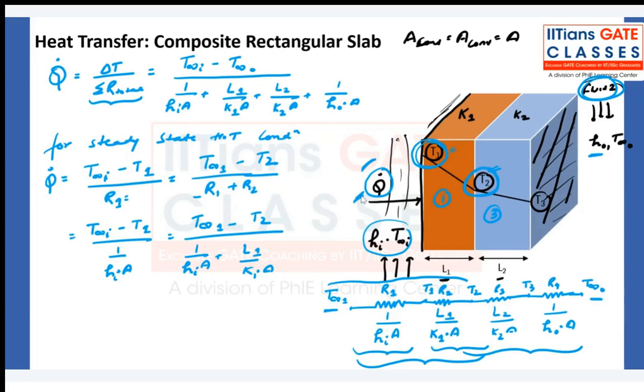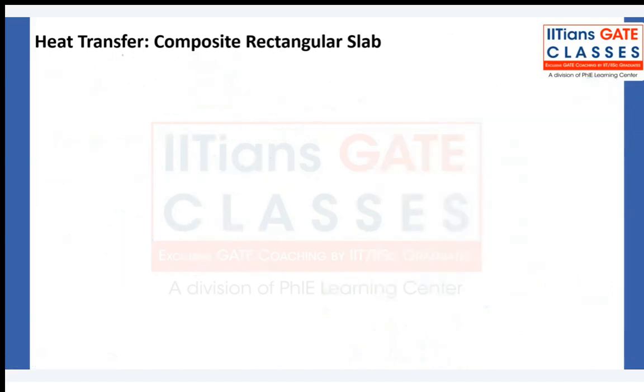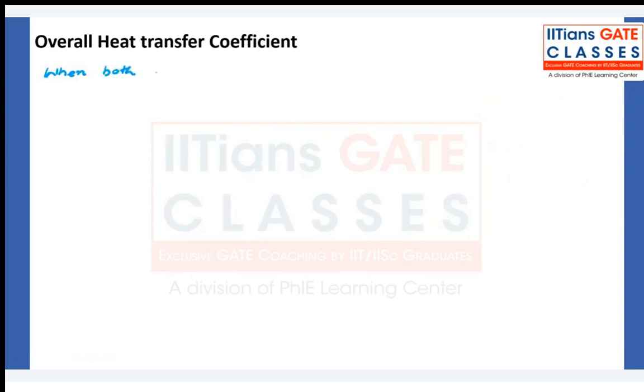Let's move on to one more concept. This I have already discussed, so it is not required. Overall heat transfer coefficient. What is the overall heat transfer coefficient? When both conduction and convection take place together, like the case that we have just seen, then you can also use the overall heat transfer coefficient, and you will see the most use of this in heat exchanger problems.